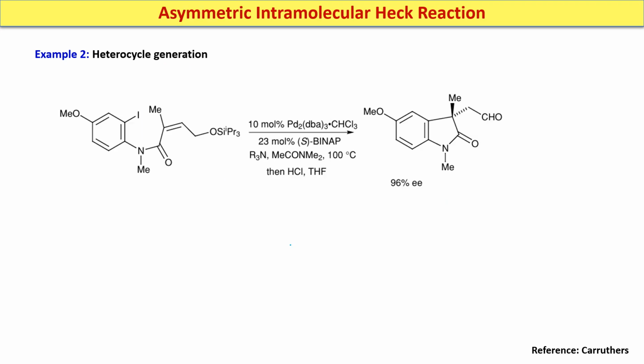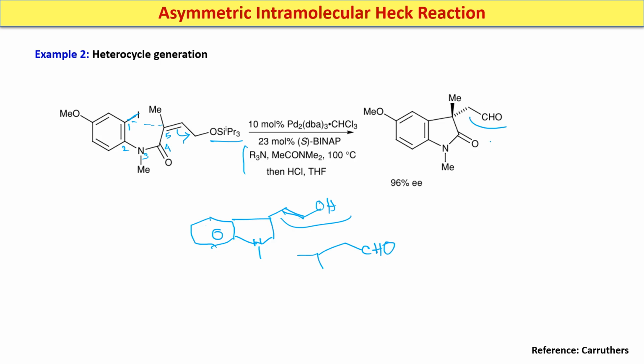Next example, heterocycle generation. In this case, first of all, this is a carbon-halogen bond, 1, 2, 3, 4, 5. This is the C-C bond which will form, and after that this C=C bond will be shifted here. So this is the nitrogen. I am not drawing the full structure. This is the C=C double bond which is shifted now, and here this O-Si bond, if you look at the reagents, finally it will be converted to OH, and this is an enol. This enol will finally be converted to keto. So that is why we are getting the C-CHO bond here.